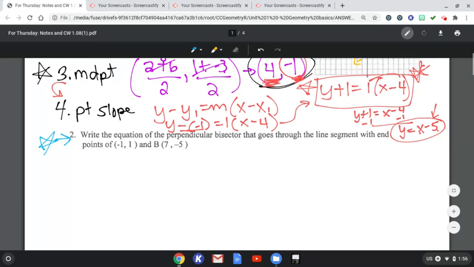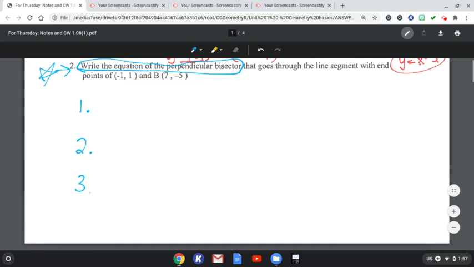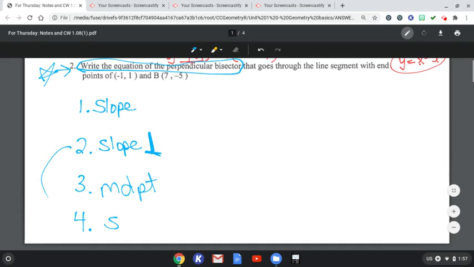Example 2 reads, write the equation of the perpendicular bisector. When you see that phrase, that's our 4-step process. We're going to find the slope of the segment we're given. We're going to take that fraction and find its negative reciprocal for the slope perpendicular. We're going to find the midpoint of that line, and then we're going to substitute the slope perpendicular and the midpoint into our point slope formula to write the equation of the line.